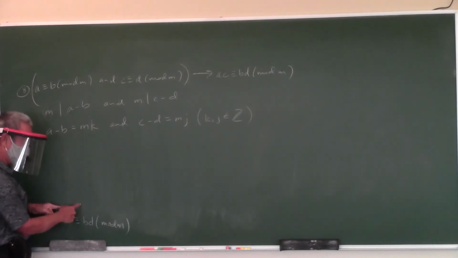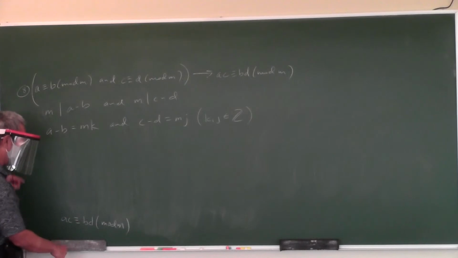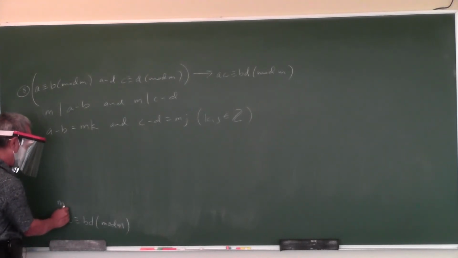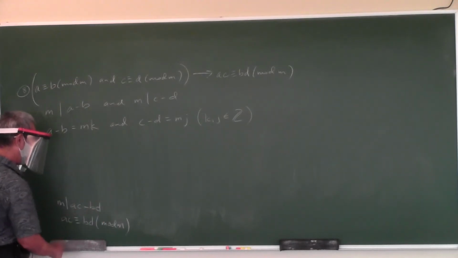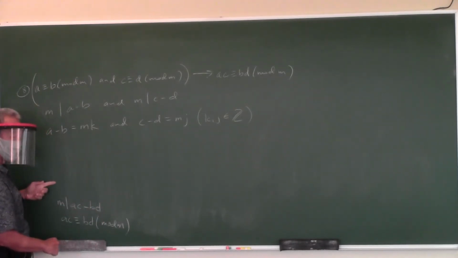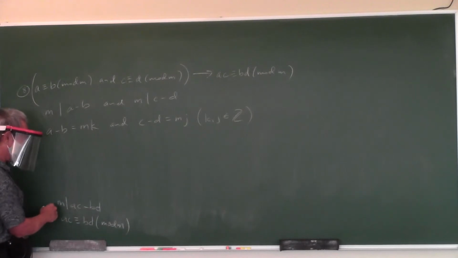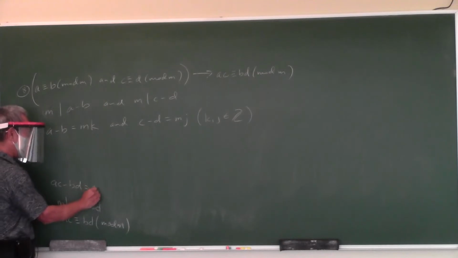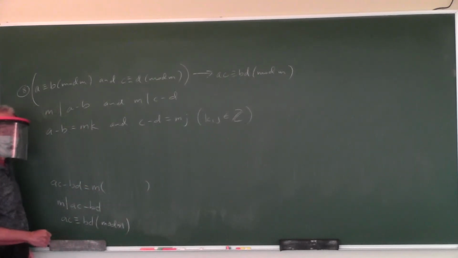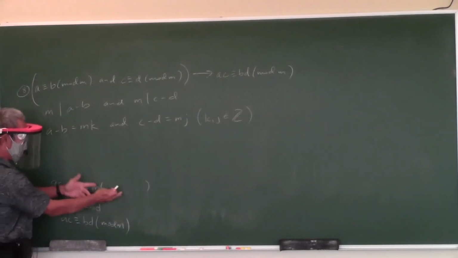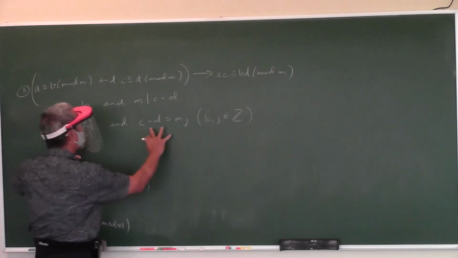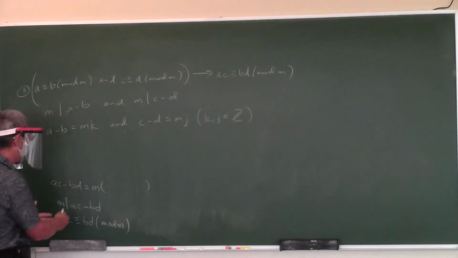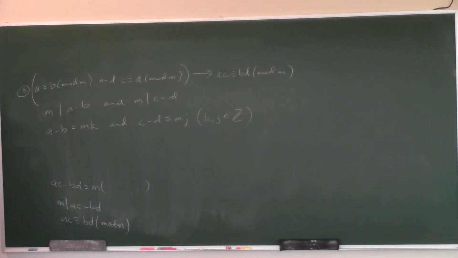Okay, so what has to be the step right before this? What's the definition of this? M divides AC minus BD, right? And then what has to be the step before this if M divides this? AC minus BD is equal to M times some integer. So we have to get to this step here. So how can I manipulate this equation and this equation here to get this? That's the hard part.